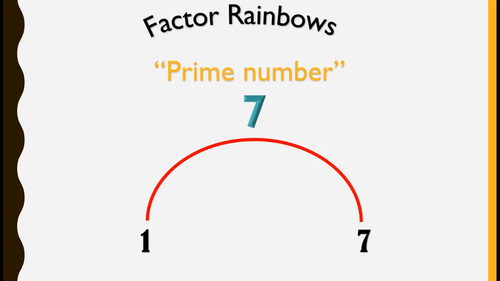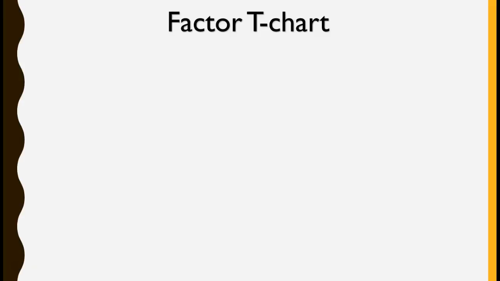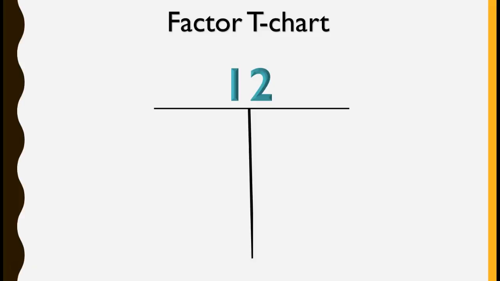Okay, another method for finding factors is just a factor T-chart. My daughter Ella likes to use this method, probably because it's just a little bit quicker. So you have 12 and you make a T. And then you just start writing the factors on either side. So 1 times 12, 2 times 6, 3 times 4, and then you're finished.